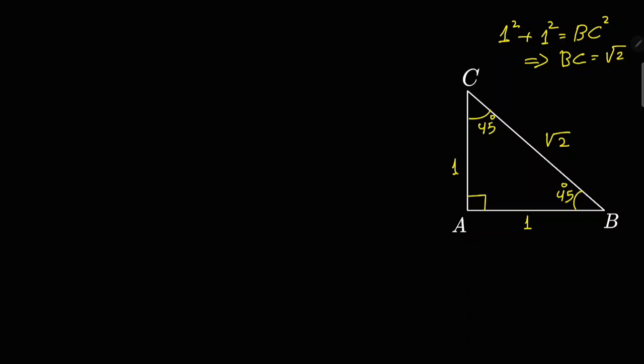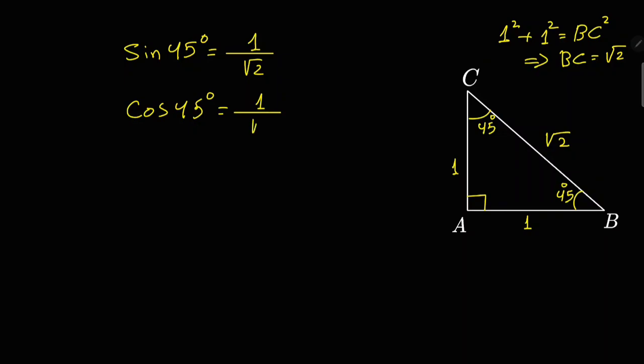Now it's easy to find the trigonometric ratios of the angle 45. So we start with the sine. Sine 45 degrees equals the opposite divided by the hypotenuse. So it's 1 divided by square root of 2. Cosine 45 degrees is the adjacent of the angle B, which is also 1, divided by the hypotenuse, which is square root of 2.